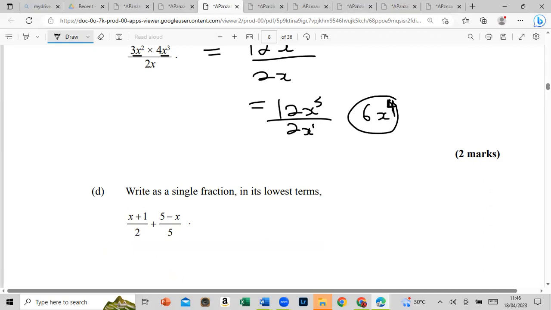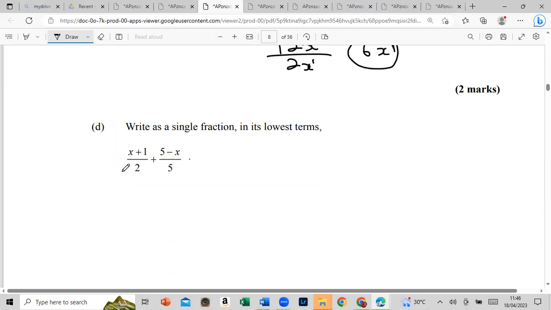All right. So it says write as a single fraction in its lowest term. So with this, we treat it like a regular fraction. Go ahead and try. 2 minutes, guys. Let's go.